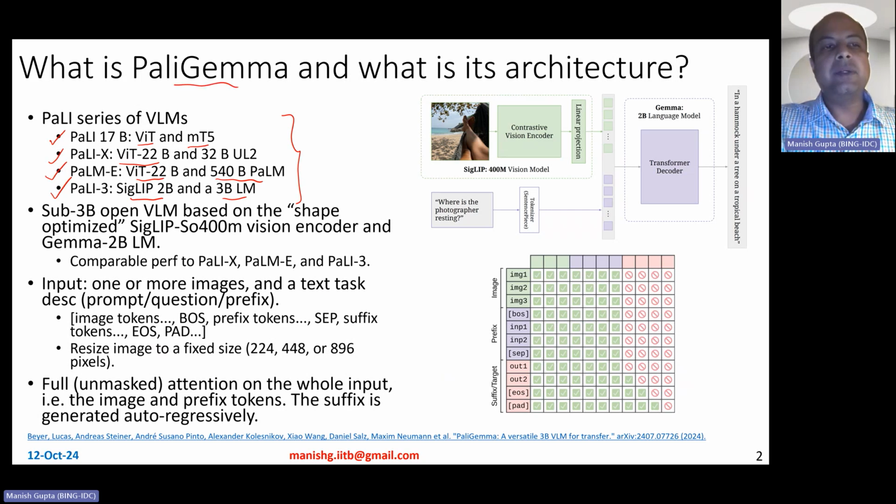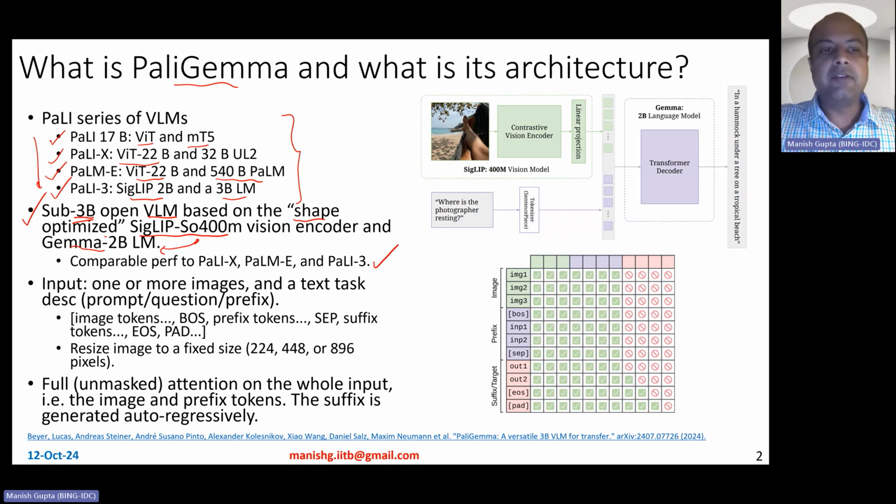So what is PaliGemma? PaliGemma is basically an extension in this series. It is a sub 3 billion parameter open vision language model based on the shape optimized SigLIP SO400M vision encoder. So basically it's a 400 million parameter SigLIP SO vision encoder combined with the Gemma 2 billion model. And that is how overall it is just less than 3 billion parameters. However, it provides comparable performance to these other popular members of the Pali series.